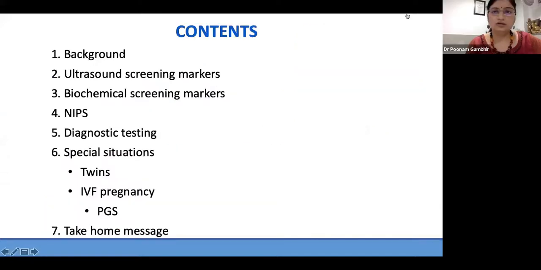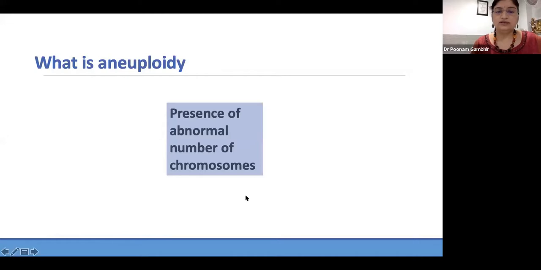So my talk on this topic will be divided into the following parts. With a background of what is aneuploidy screening: any deviation from the routine 46 number of chromosomes is what is known as aneuploidy.